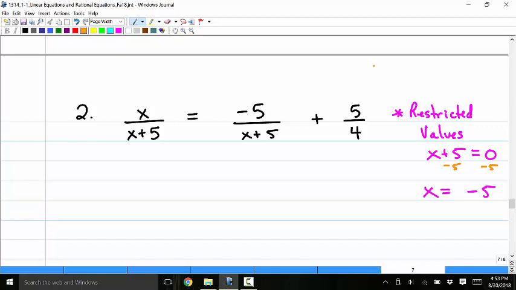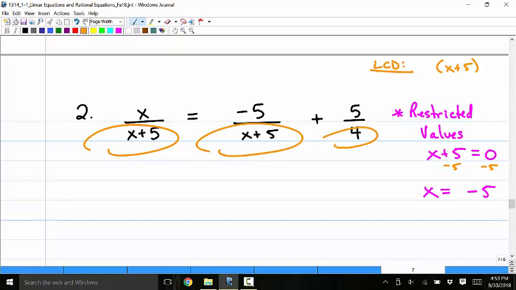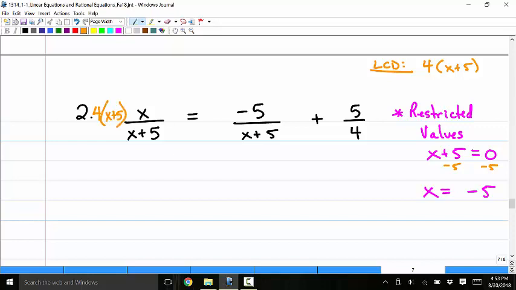What is the LCD? This one needs the factor of x plus 5. This one needs the factor of x plus 5, it's already there. And this one needs the factor of 4. So our LCD is going to be 4 times x plus 5. I'm going to multiply every term by 4 times x plus 5.